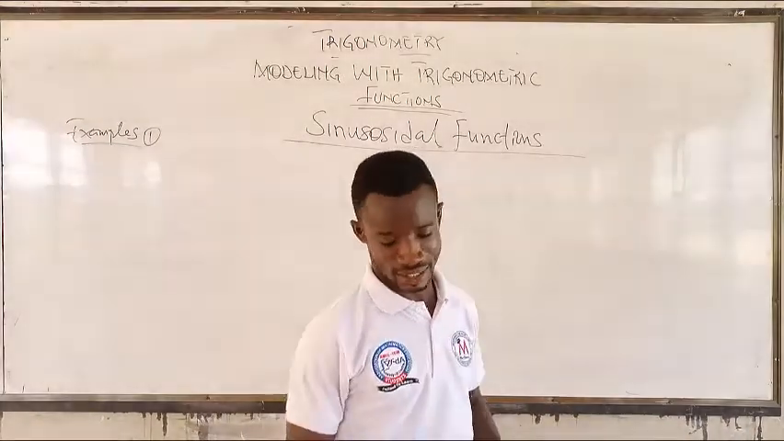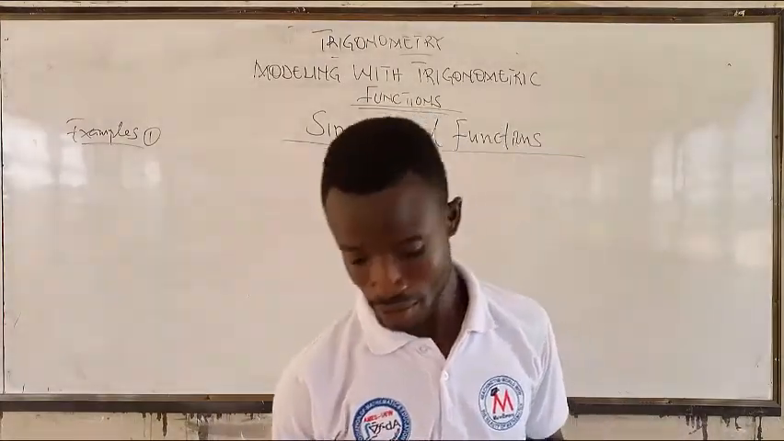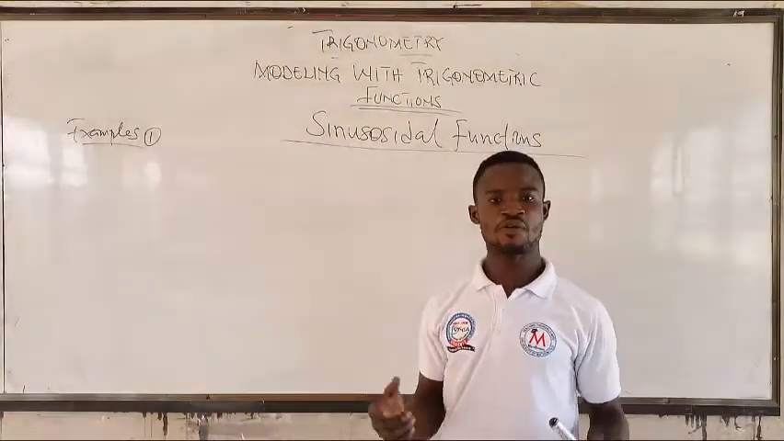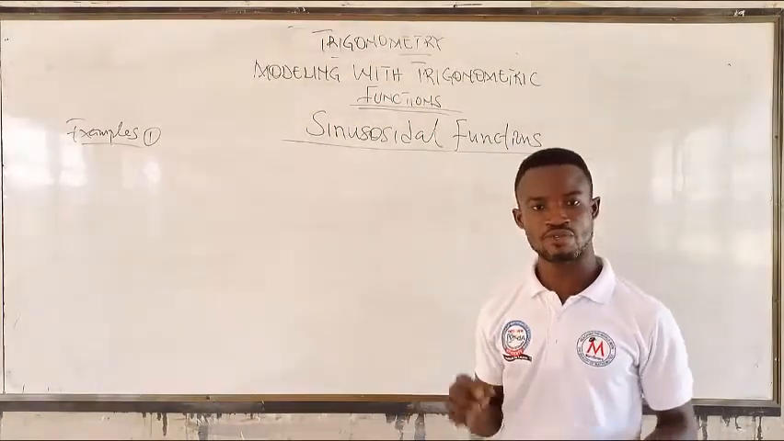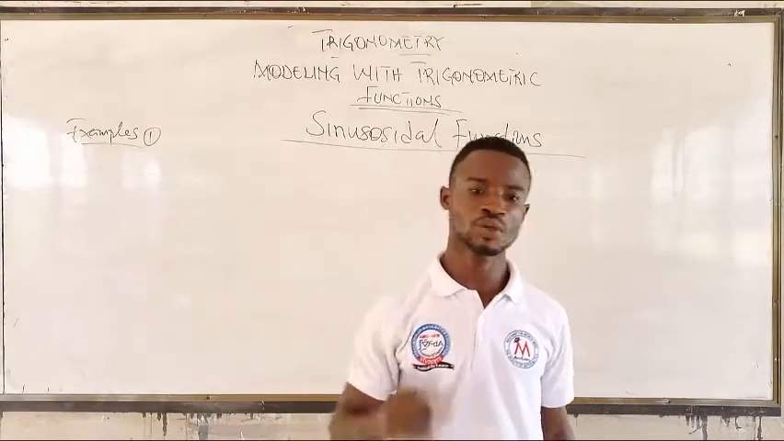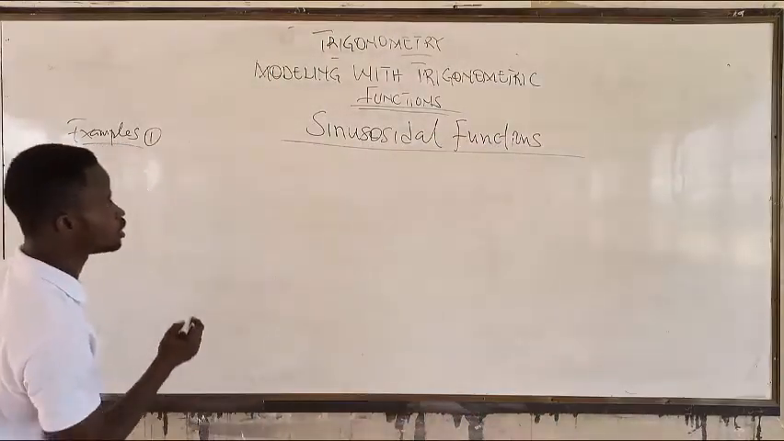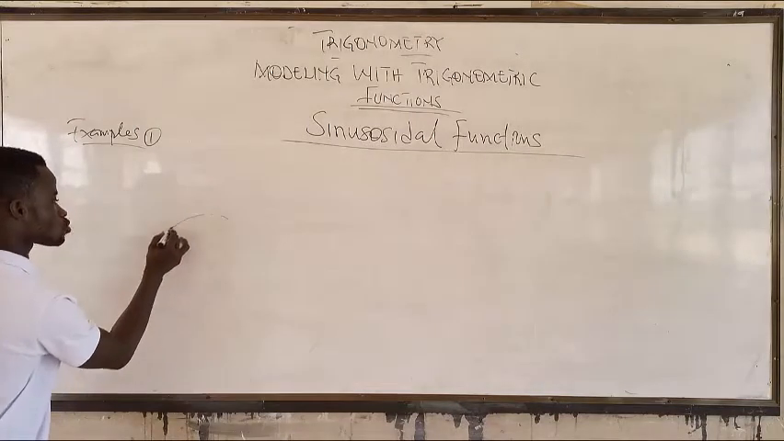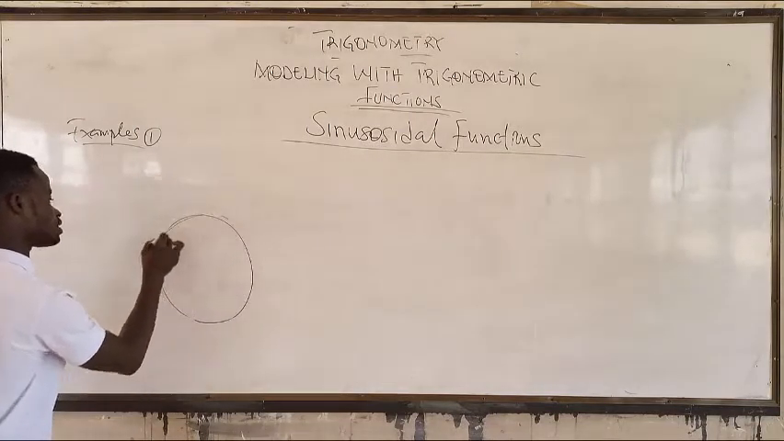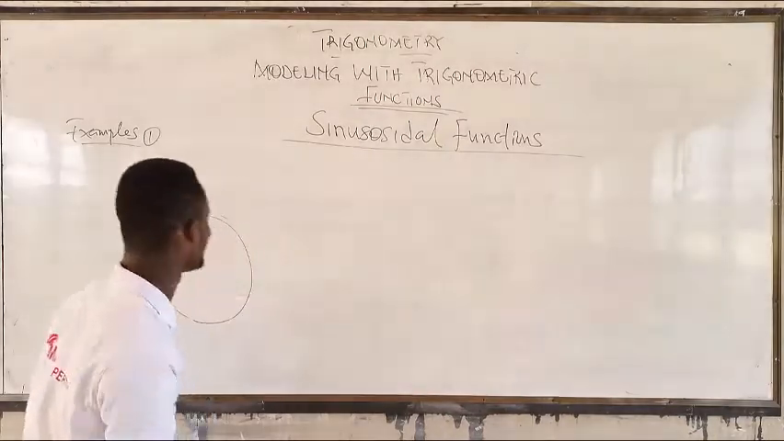Alright, so let's look at our first question. A Ferris wheel with radius of 20 meters. So that means that, watch, if we have this to be, let's say this is our Ferris wheel.